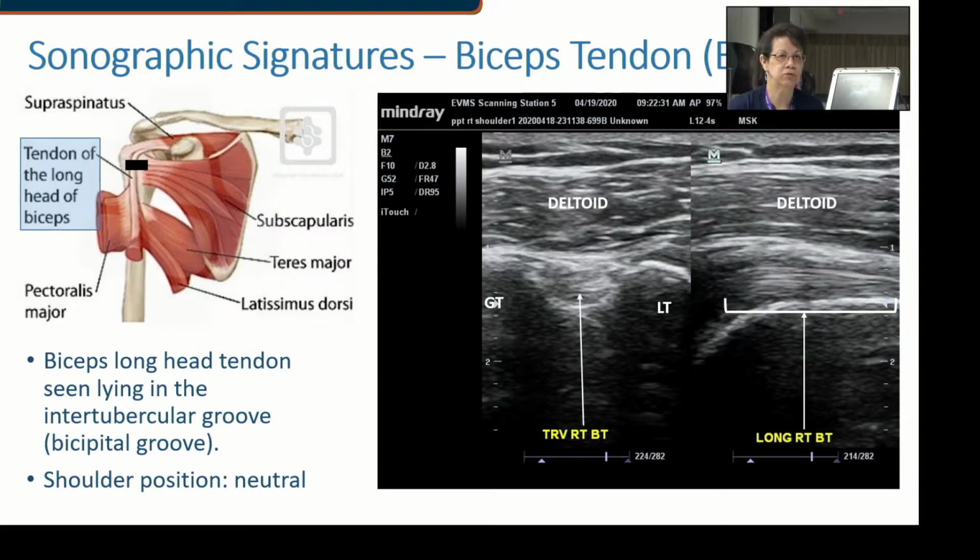lying in the bicipital groove between the greater and the lesser tubercle. When we turn long axis, keeping our probe right in the center on that groove, we can stretch out the biceps tendon, and we can even follow it all the way down to the muscle, the biceps brachii muscle. So let's take a look at that on our patient.